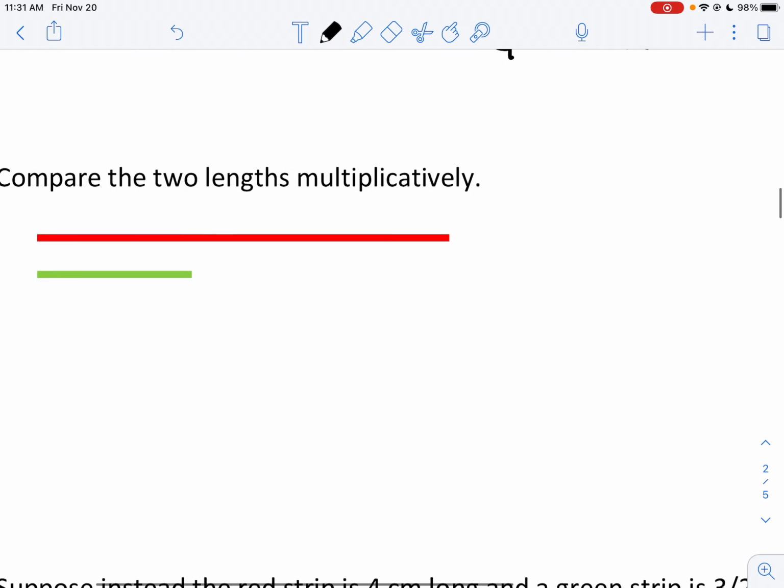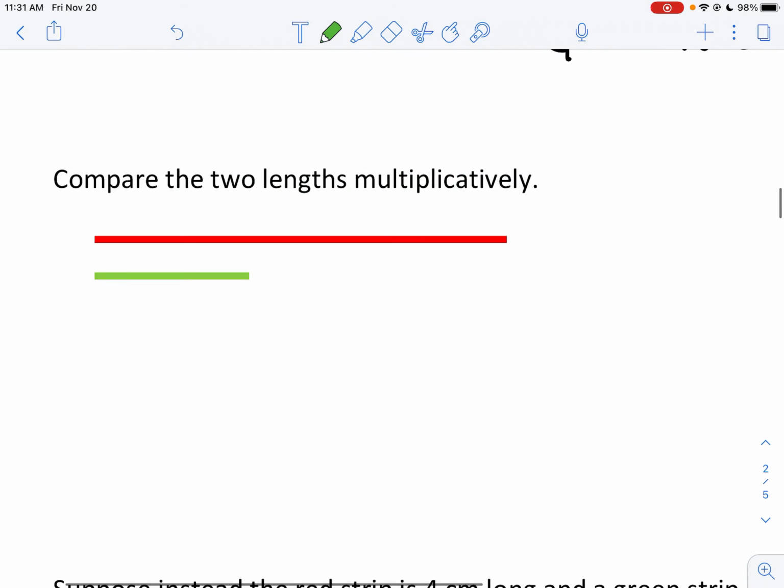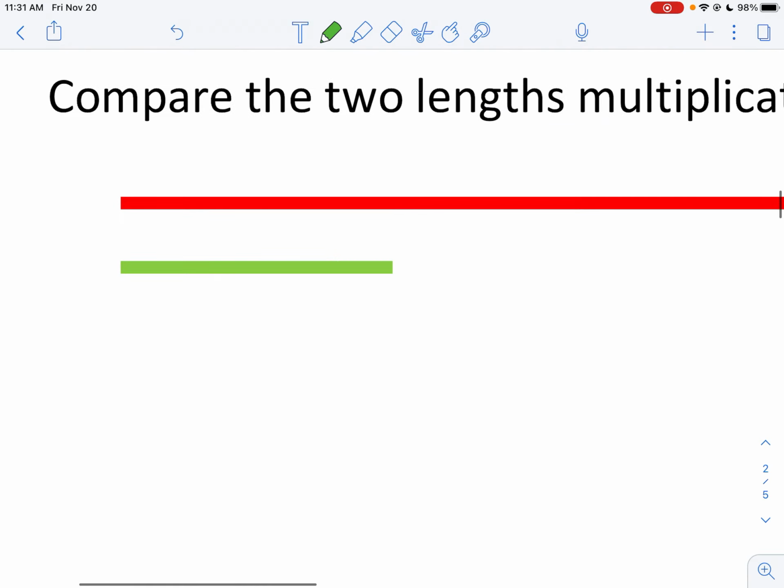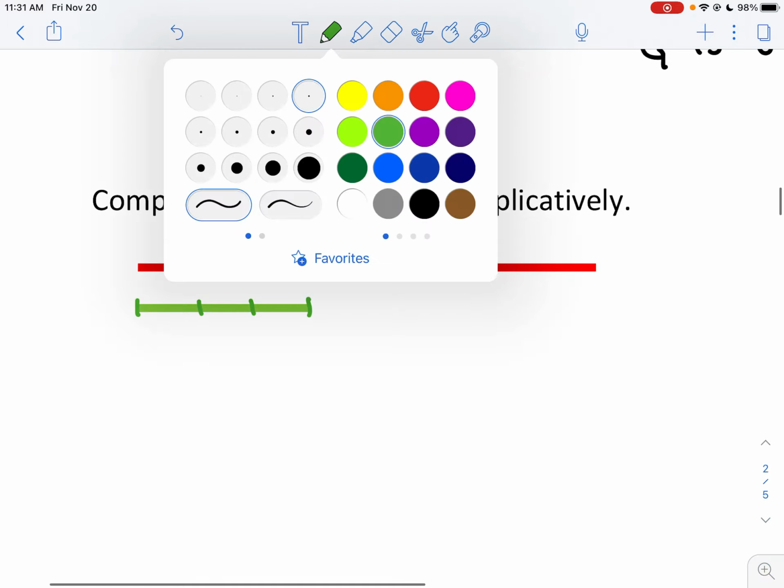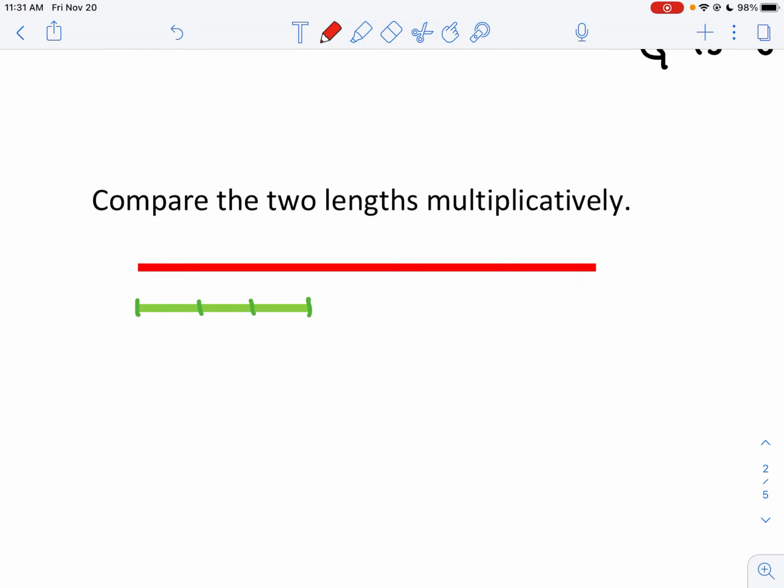In order to do that, I will put hash marks to indicate each foot. So this green one is 3 feet. We have a starting and an ending, and then I want to break this into 3 equal parts. We'll do that. It's good enough. So that's 3 feet, and the red one is 8 feet. So 3 of those feet will be right there.